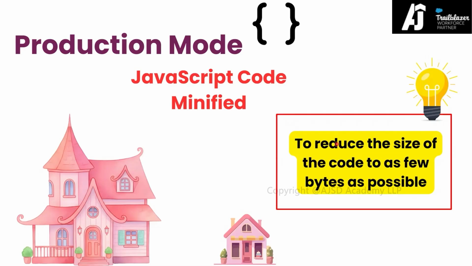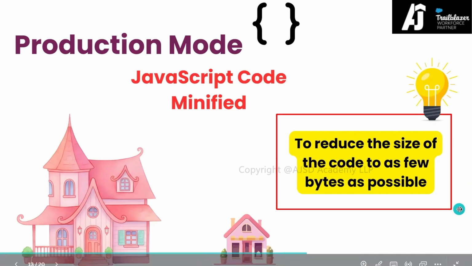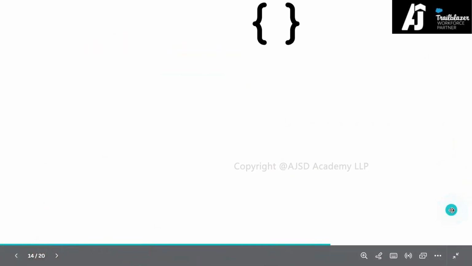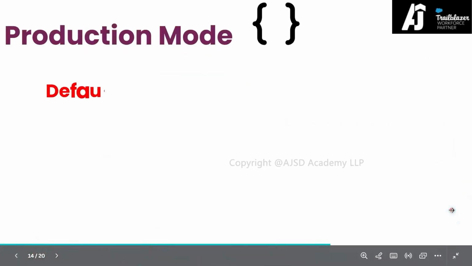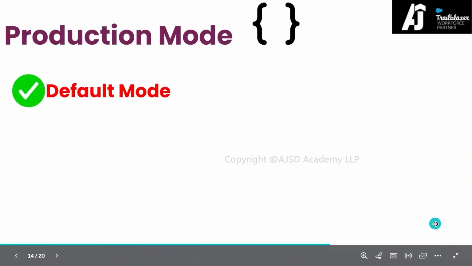So many bytes, it will be reduced. Your code bytes will be reduced. The reason behind this is that it is going to increase the performance of your component. That is the reason why, by default, you have to understand that in production, this production mode is actually the default mode. The complete ultimate reason behind this is to improve the performance of your component.